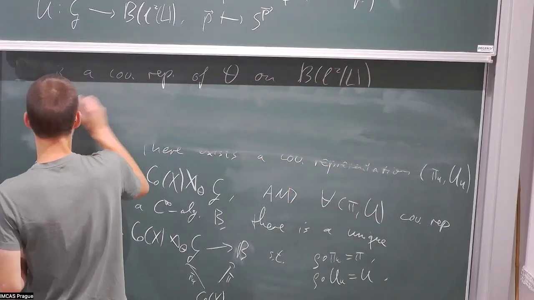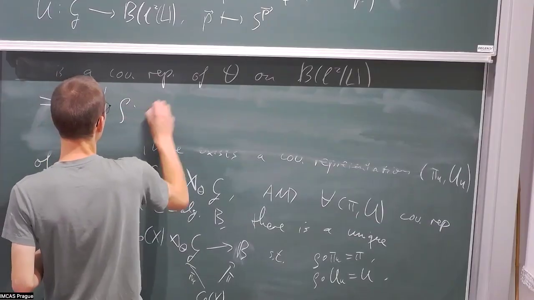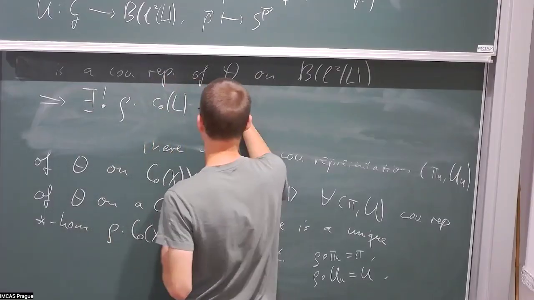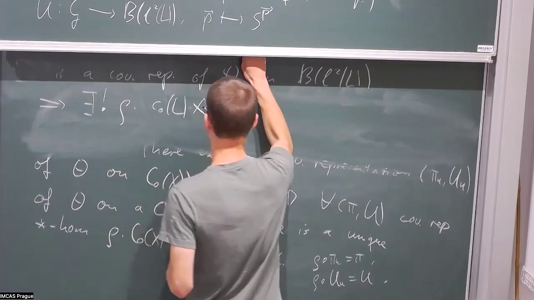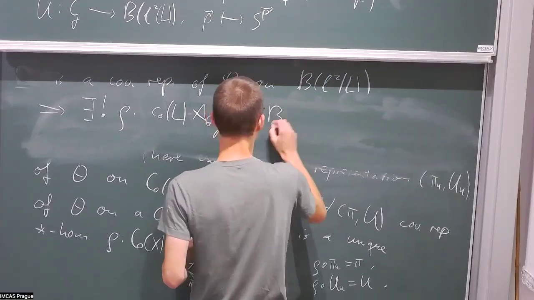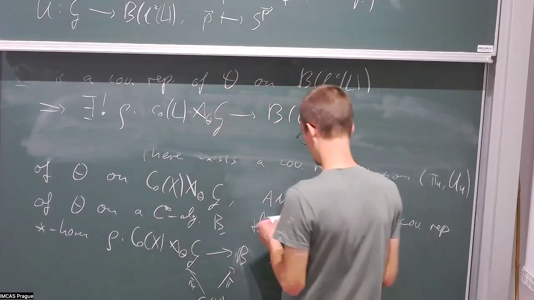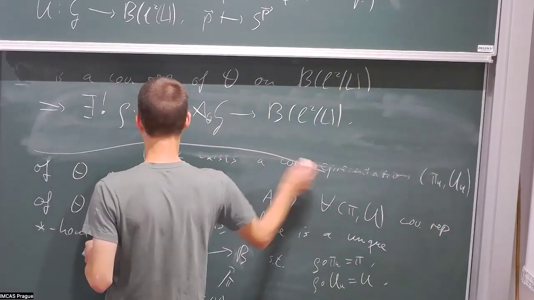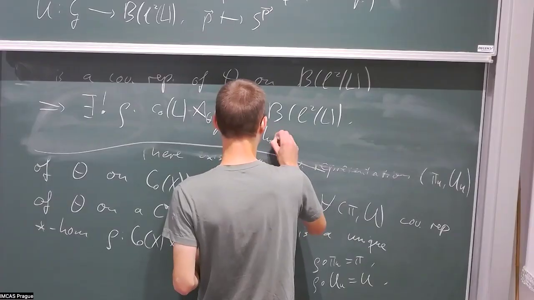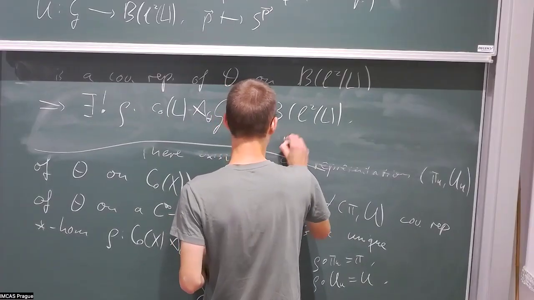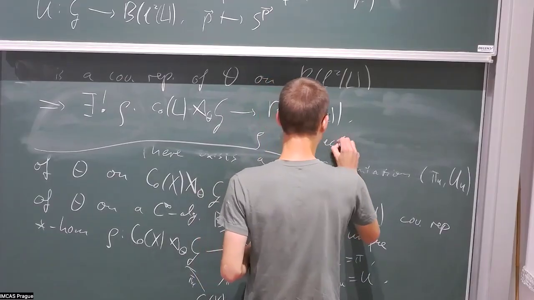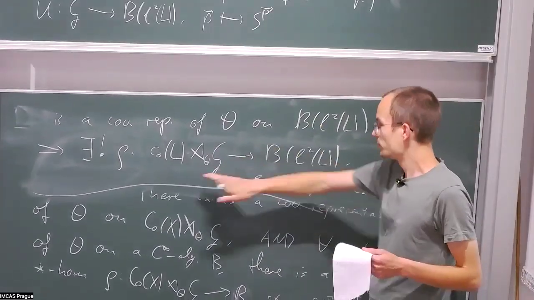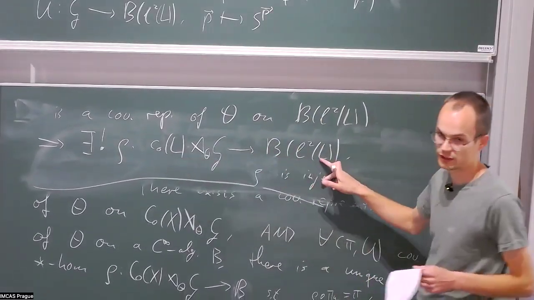And so there exists a unique star homomorphism rho from the cross product into B of L2 of L. And it can be shown that this rho is injective. So it's an embedding, right? There's a copy of this cross product inside B of L2 of L.